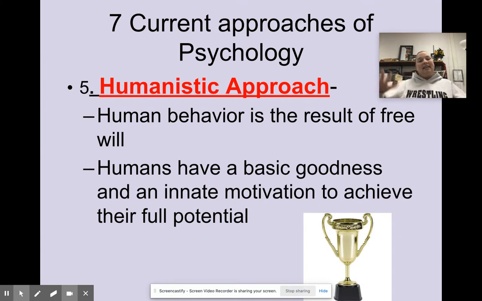Why do you strive to get that new job at work or that promotion? Because we're striving to be the best we can be. That would be the humanistic approach.